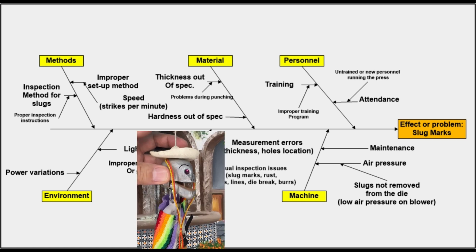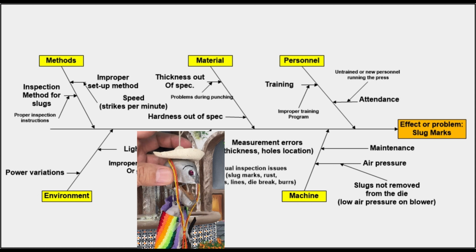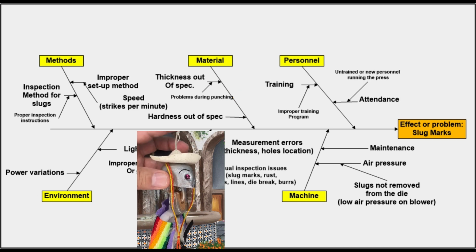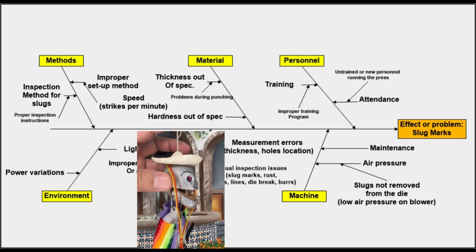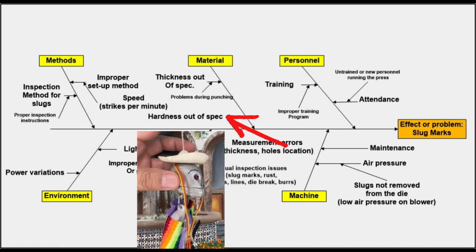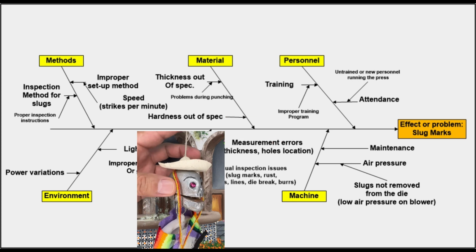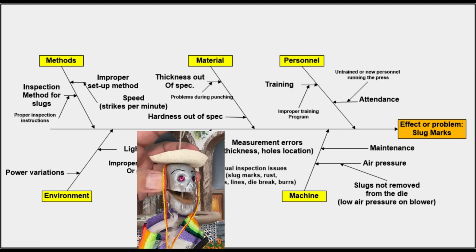For potential root causes associated with the material, the company reviewed if the thickness of the material was within specification or not, since material out of specification can be the root cause of many problems during the stamping, same as material hardness. Too hard or too soft material could create all kinds of problems. The material characteristics were found to be within specifications.